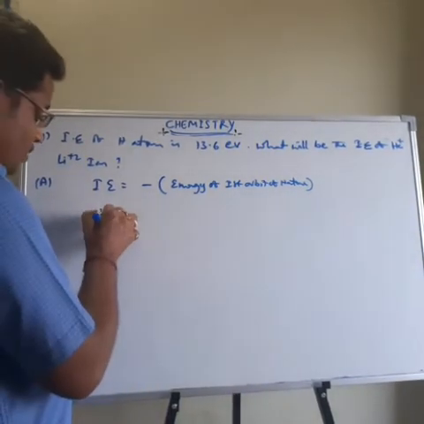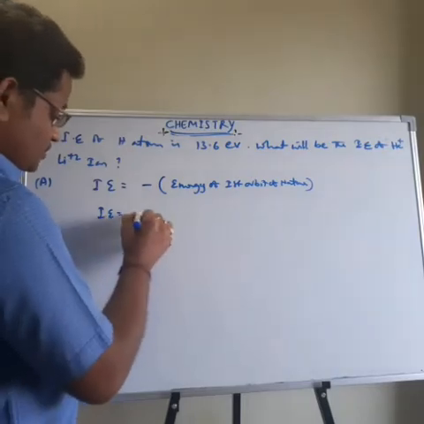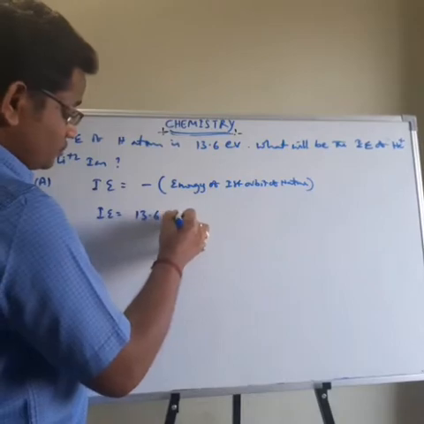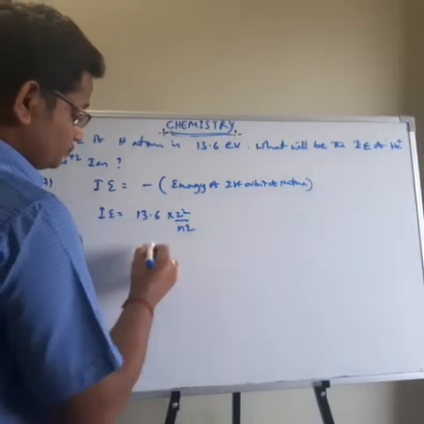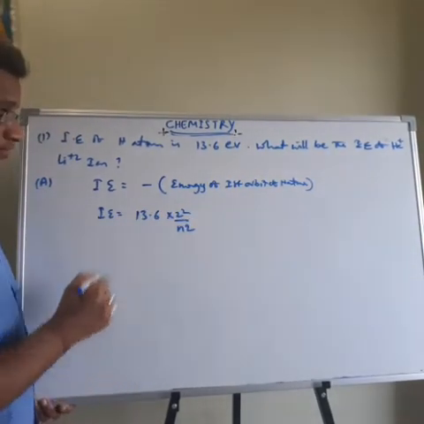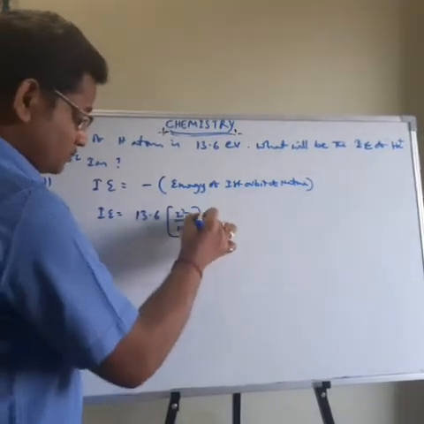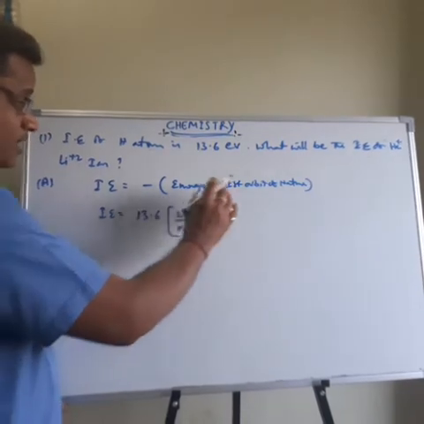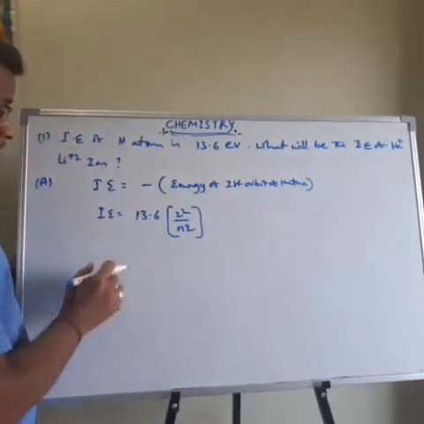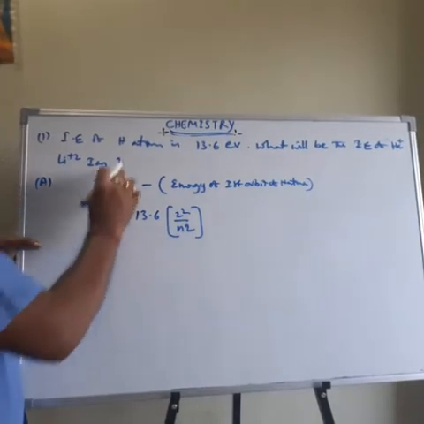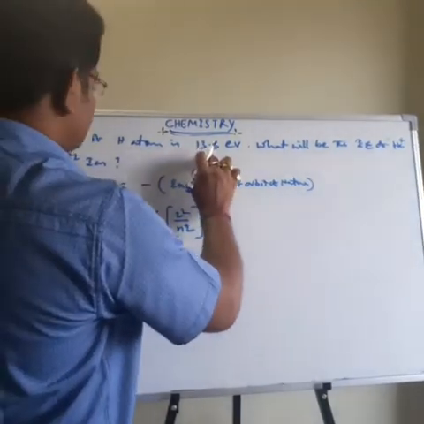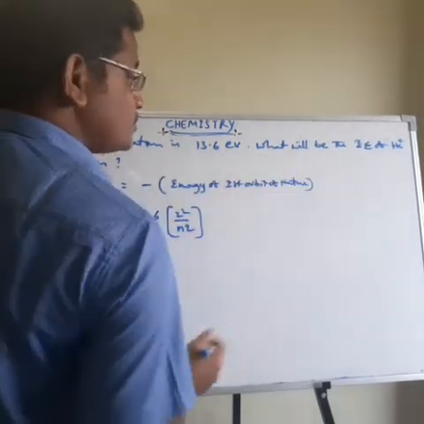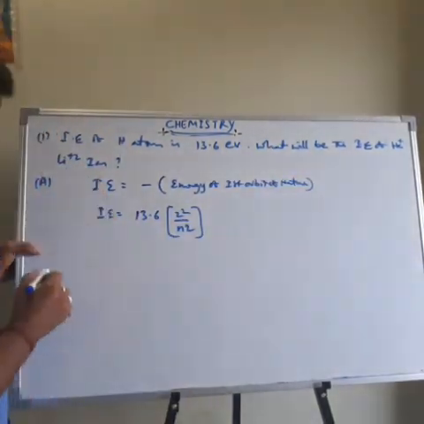Or another formula, IE1, the ionization energy, is equal to 13.6 into Z² by n². So this is one of the formulas. So you can use either this formula or directly this one, or otherwise you can use this other formula. First I am using this formula. The ionization energy of hydrogen atom is 13.6 electron volt. What will be the ionization energy of helium plus and lithium 2 plus ions?